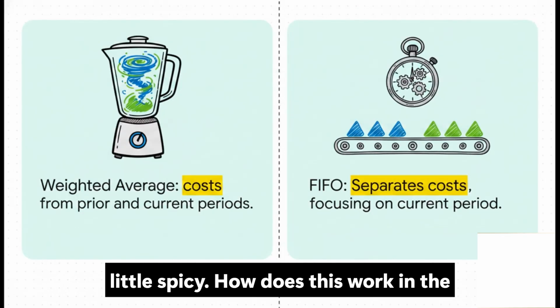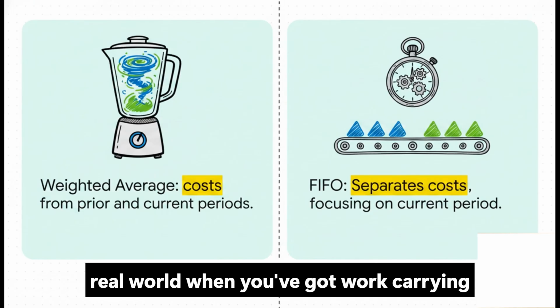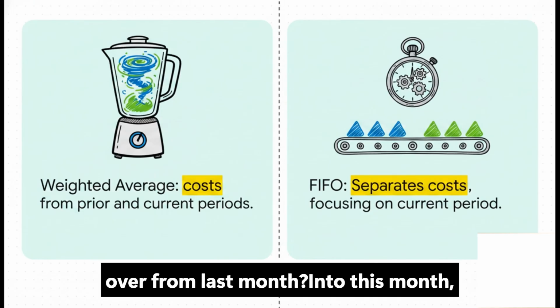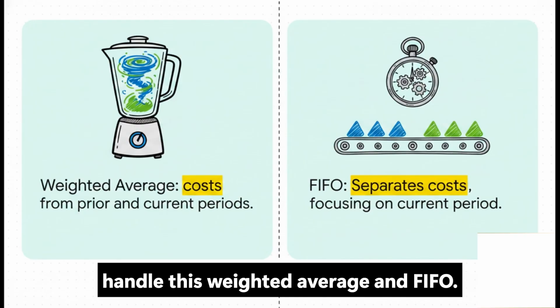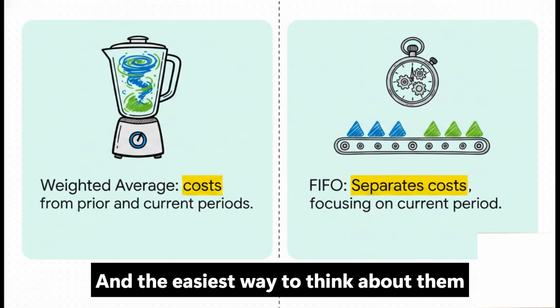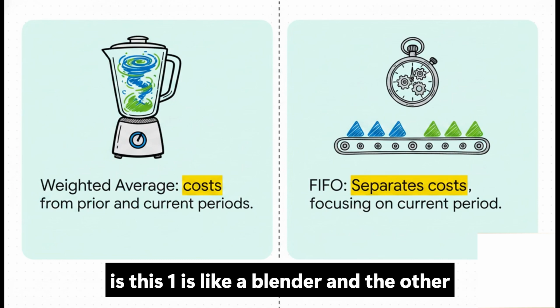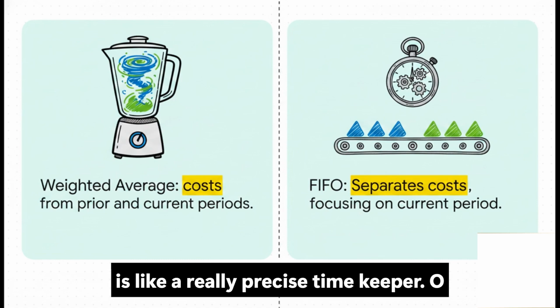Okay, so that's the basic idea. But here's where things get a little spicy. How does this work in the real world when you've got work carrying over from last month into this month? Well, accountants use two main methods to handle this: weighted average and FIFO. And the easiest way to think about them is this. One is like a blender, and the other is like a really precise timekeeper.